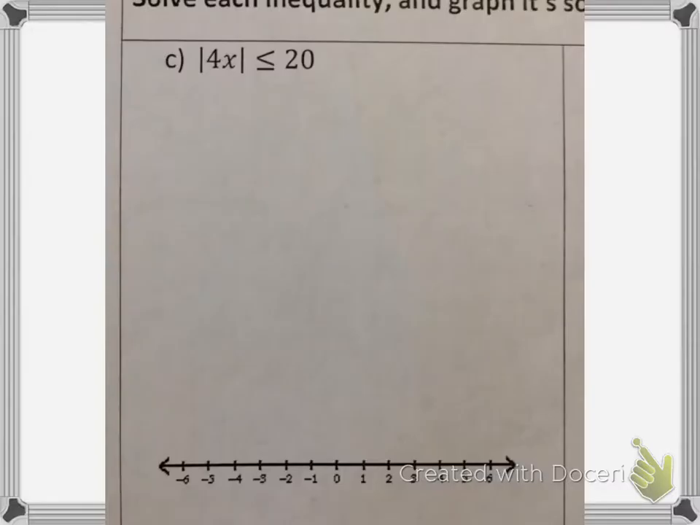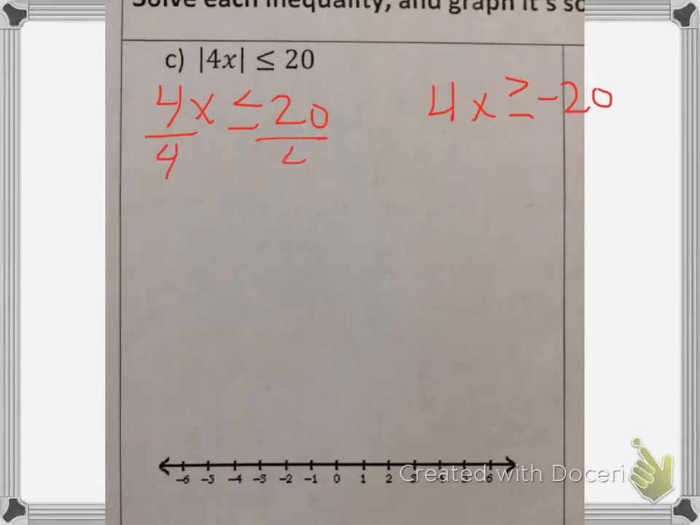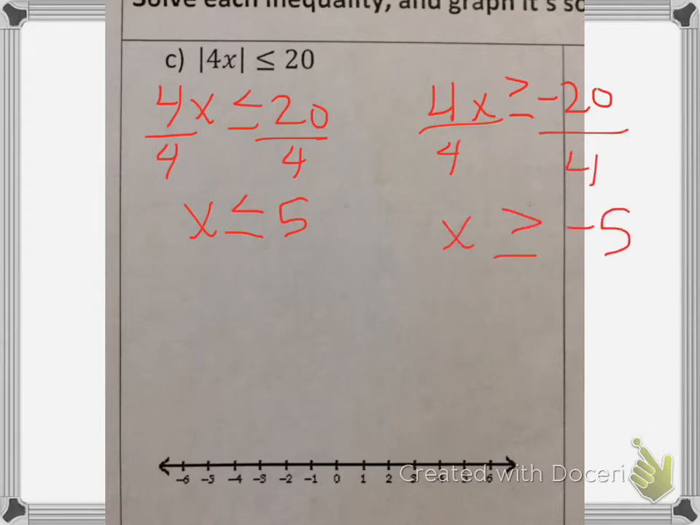Okay, let's look at another problem. So what we've got to do here is solve this. We're again solving it two ways. We're going to do 4x is less than or equal to 20. And the other equation is 4x is greater than or equal to negative 20, because we have to change the sign, flip the inequality. Divide both sides by 4. We get x is less than or equal to 5. Divide both sides by 4, and we get x is greater than or equal to negative 5.